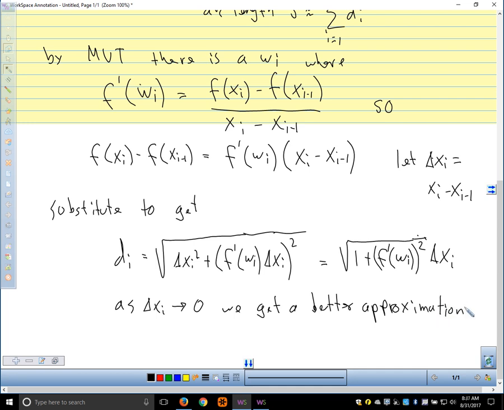So as delta x sub i approaches 0, we get a better approximation. So motivated by this, we define the arc length. I had a professor in college that said, when you make something your definition, no one can touch you. So as long as the math behind your definition makes sense, you say, this is how I'm going to define it, and that's the end of the story. So motivated by this idea, we're going to define the arc length on an interval.